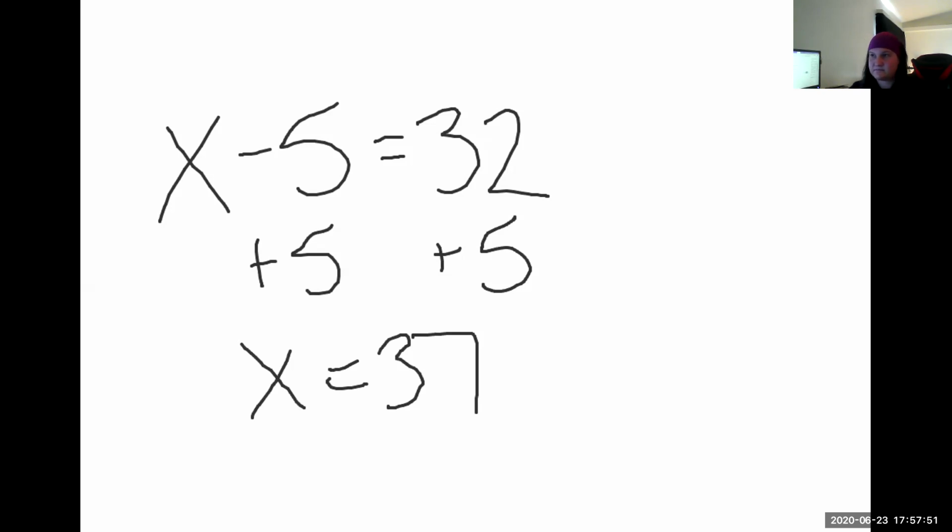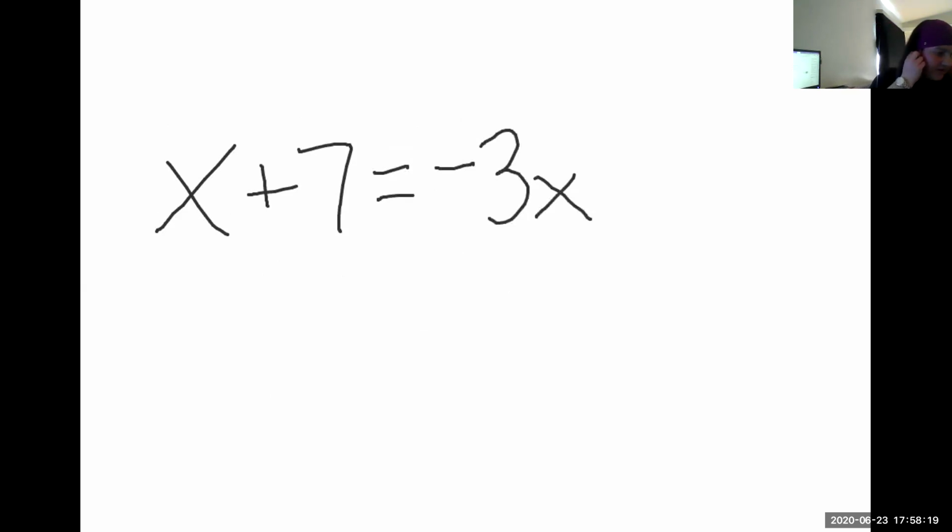37 minus 5 equals 32. So x equals 37. B is 37. That's an option, so we know we have the right answer, B. Okay, we're going to do the same thing. X plus 7 equals negative 3x.